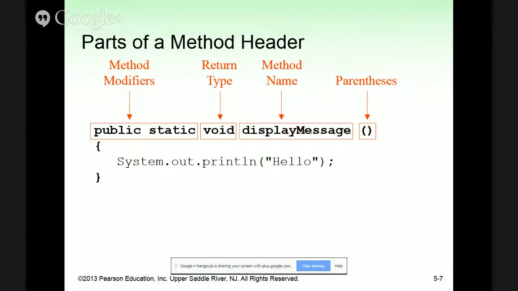Here we have the parts of the method header, again, just identified a bit more clearly. The method modifiers, we have public static in this example. We'll talk about what that means in a moment. Return type. This return type could be a data type, or it could simply be void. Void means it will not return anything. Then we have the name of the method and the parentheses, and inside the parentheses is where we designate what arguments or parameters the method is expecting. If those parentheses are empty, then the method does not take any arguments.